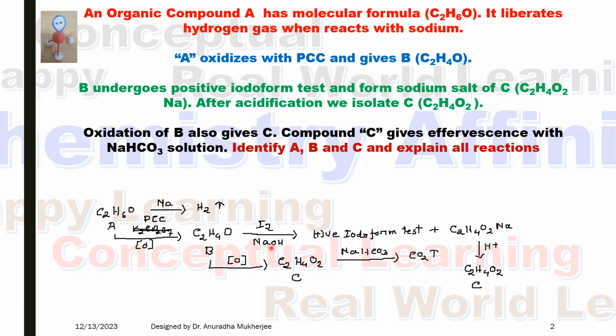Now B undergoes a positive iodoform test and also gives as a byproduct C2H4O2Na, and this C2H4O2Na after acidification gives a compound C, C2H4O2. Now oxidation of B also gives compound C, that is C2H4O2, and C2H4O2 reacts with sodium bicarbonate solution and we get an effervescence. Now we have to find out A, B and C, and also we have to explain all the reactions. Now let's explore it.